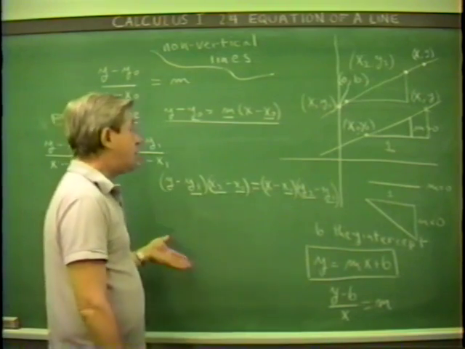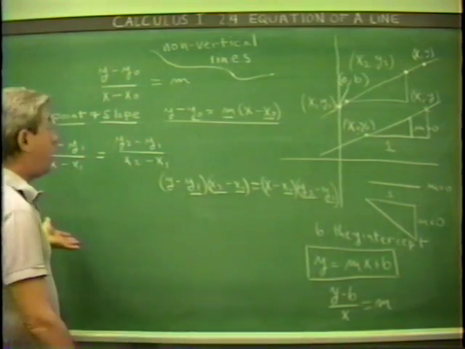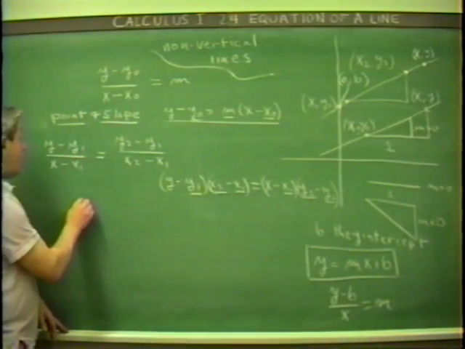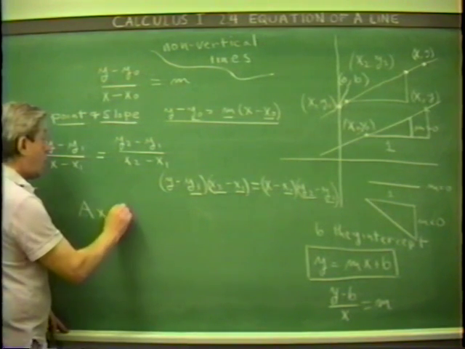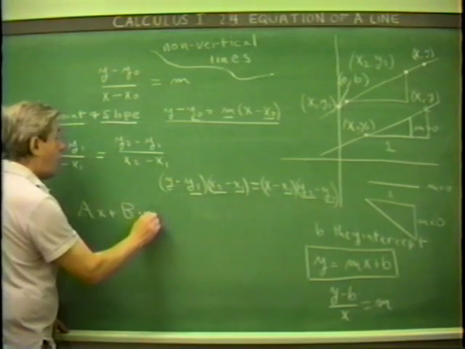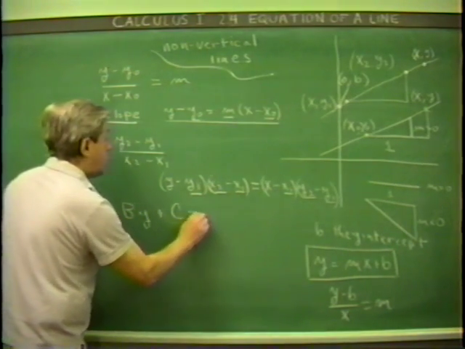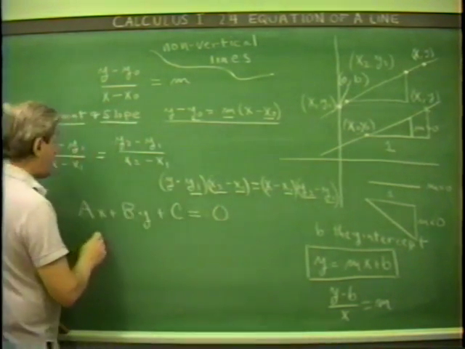There's another equation that's somewhat neat, that's memorable for a line. That's to say, every line is of the form ax plus by plus c is equal to 0. Every line.